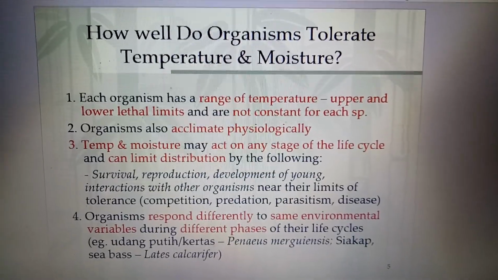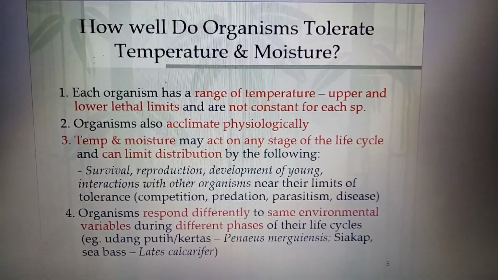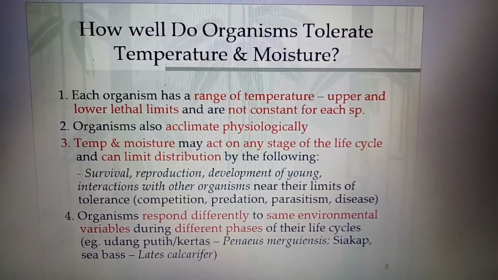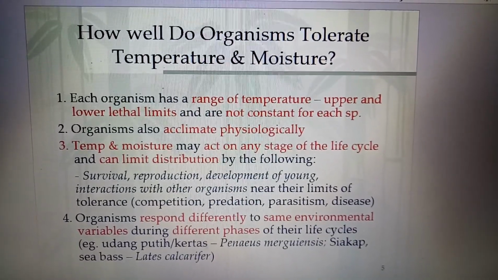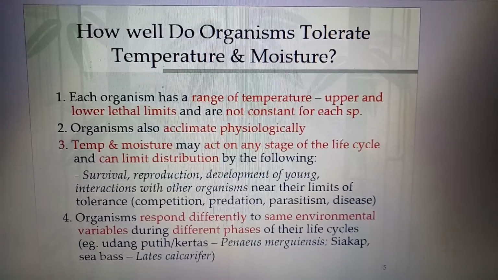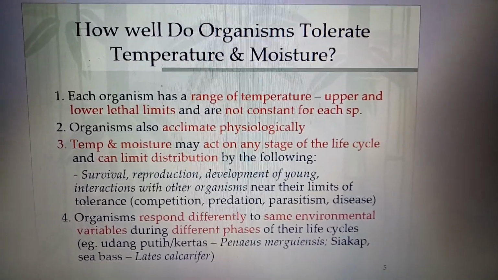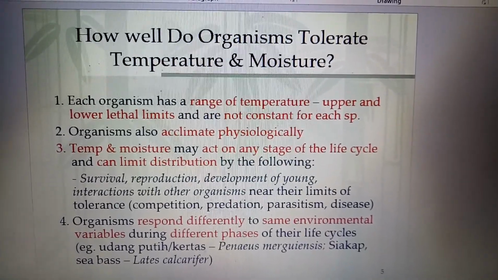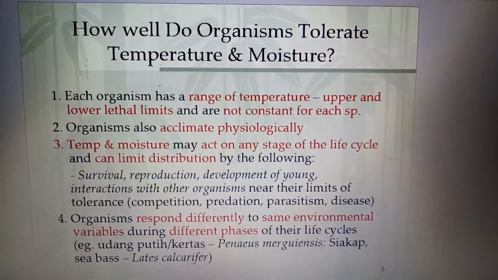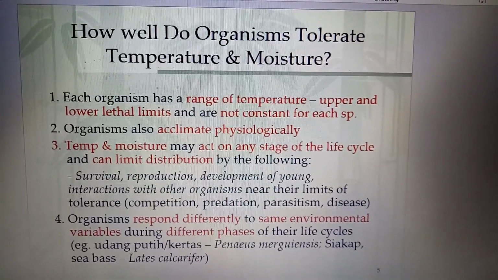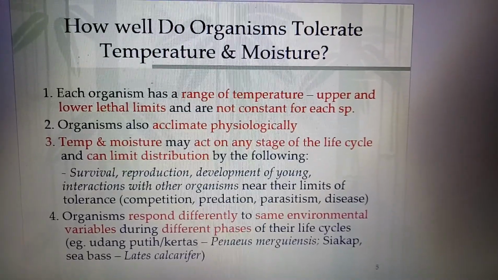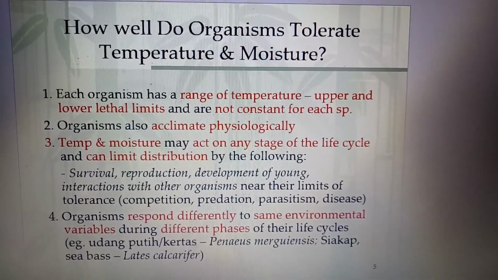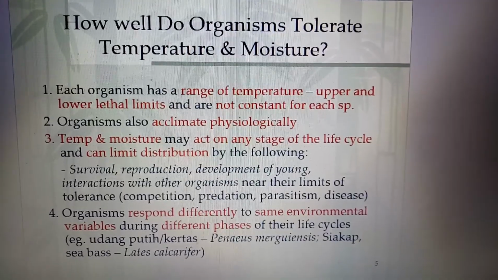Number 3, temperature and moisture may act on any stage of the life cycle and can limit distribution by the following: survival, reproduction, development of young, interaction with other organisms near their limit of tolerance for competition, predation, parasitism and disease. And number 4, organisms respond differently to some environmental variables during different phases of their life cycle.